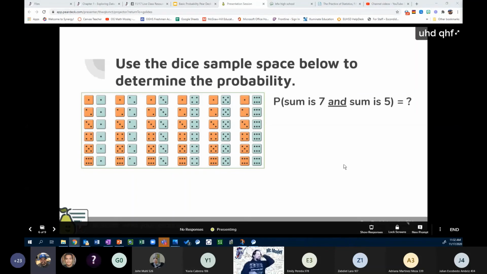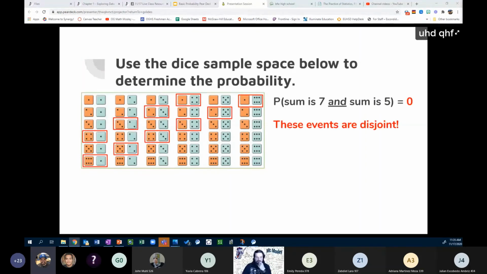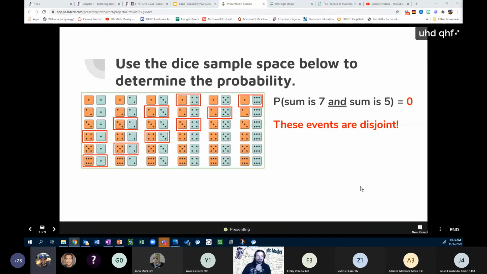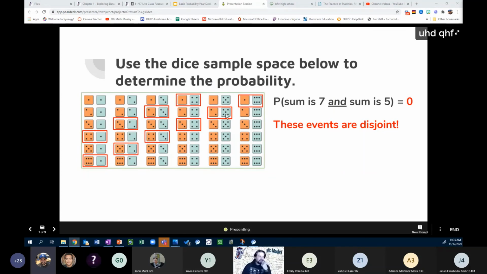All right, so now let's consider the situation where we want to know the probability that the sum of the two dice is 7 and the sum of the two dice is 5. In this case, these events are disjoint. So the probability of both of them occurring at the same time is 0. I can't make the two dice that add up to 7 also add up to 5.